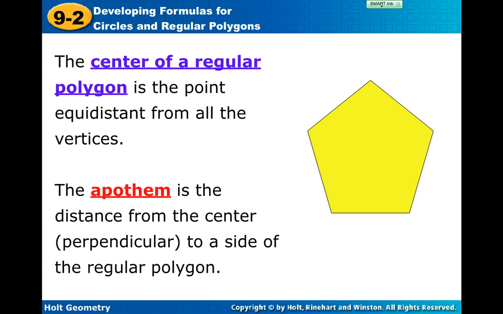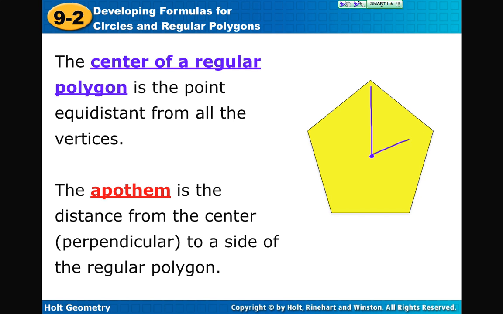As far as vocabulary, center of a regular polygon. That would be the point that is equidistant from the vertices. So you need to do some definitions. The center of a regular polygon. So there would be a center point that would be the same distance to every vertex. We kind of did that with the triangle chapter where we were finding the circumcenter that was equidistant from all vertices.